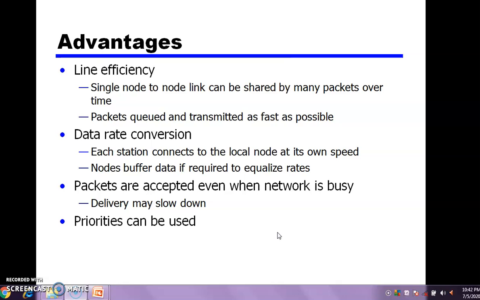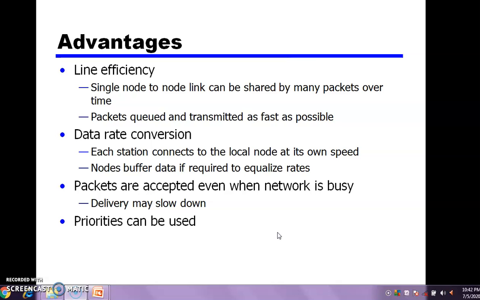Now we will see what the advantages of packet switching are. The first advantage is line efficiency. Line efficiency is greater because a single node to node link can be dynamically shared by many packets over time. The packets are queued up and transmitted as rapidly as possible over the link. By contrast, with circuit switching, time on a node to node link is pre-allocated using synchronous time division multiplexing. Much of the time, such a link may be idle because a portion of its time is dedicated to a connection that is idle.